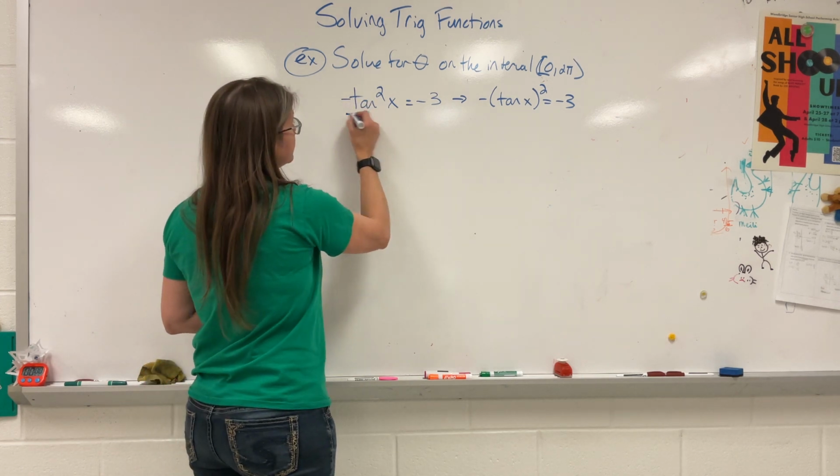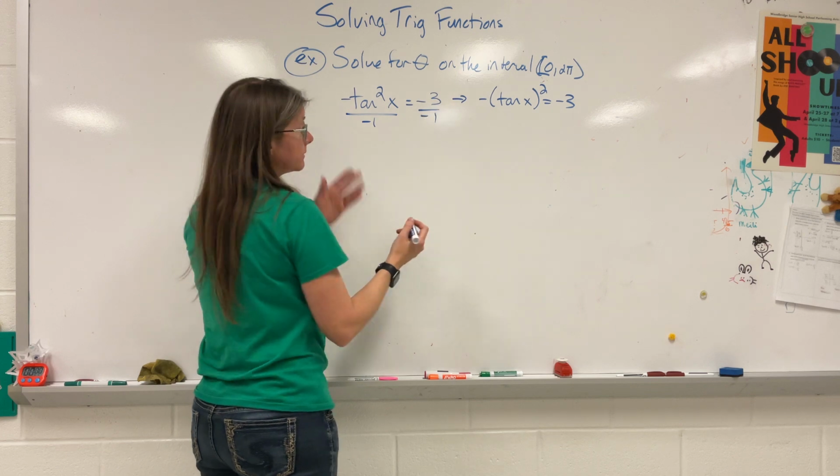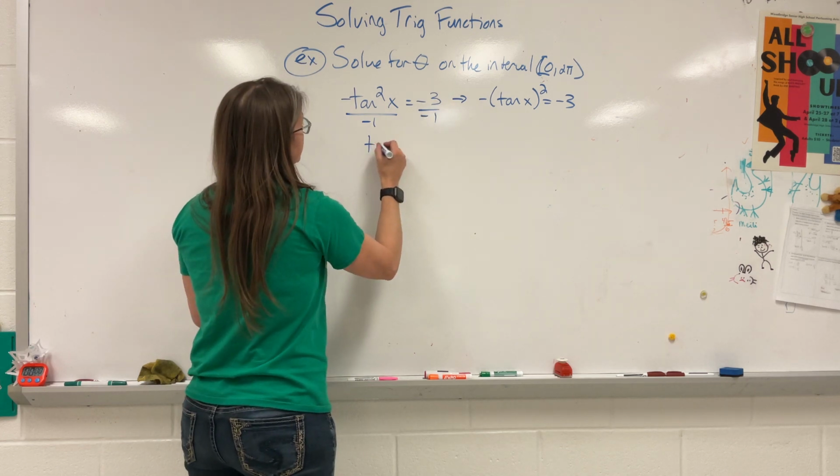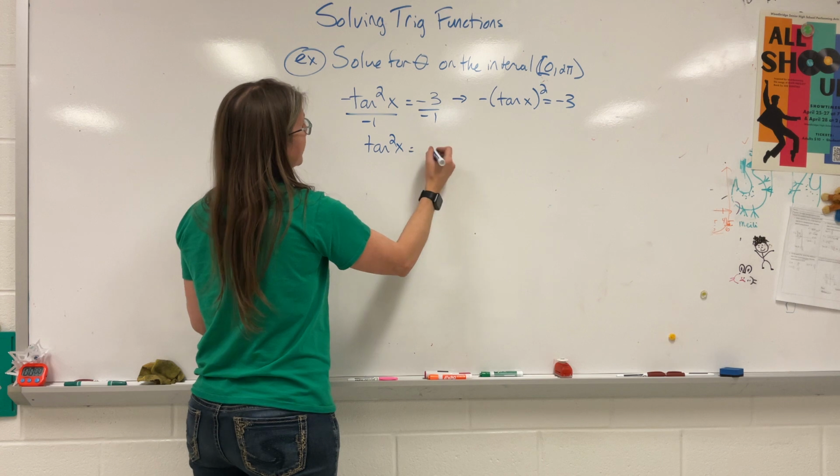So first thing I'm going to do is divide by negative 1, because if I was solving for x, that's what I would do. So I end up with tangent squared of x is positive 3.